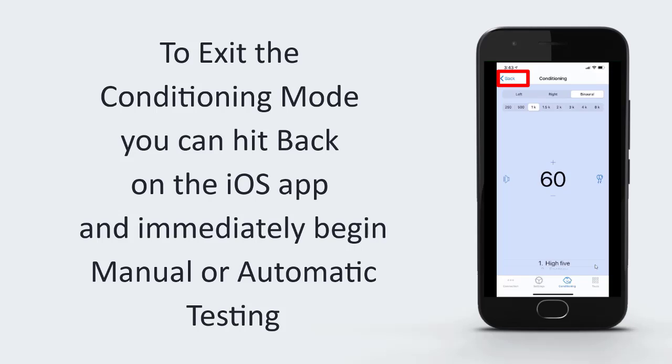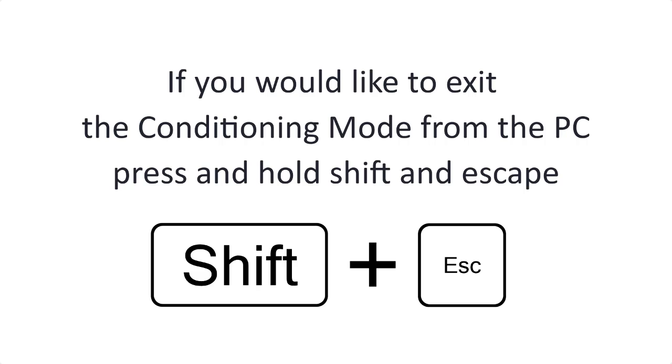To exit the conditioning mode, you can hit back in the iOS app and immediately begin manual or automatic testing. If you would like to exit the conditioning mode from the PC, press and hold Shift and Escape.